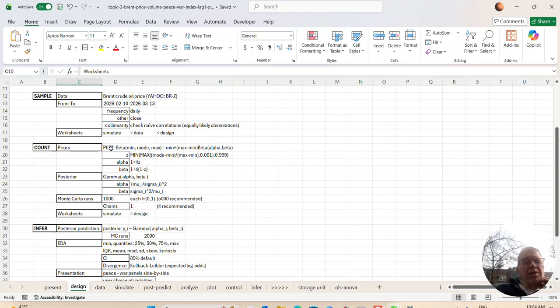PERT, you can look that up in operations research. It's part of project planning. Program Evaluation and Review Technique. I never remembered what PERT always means, but I've used it for years. And CPM. The posterior distribution here is a gamma(alpha, beta).